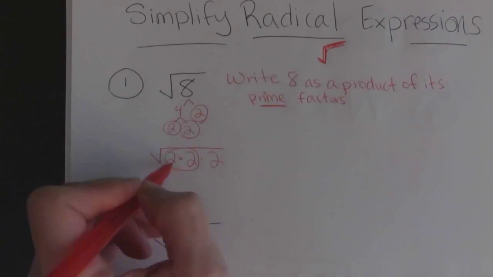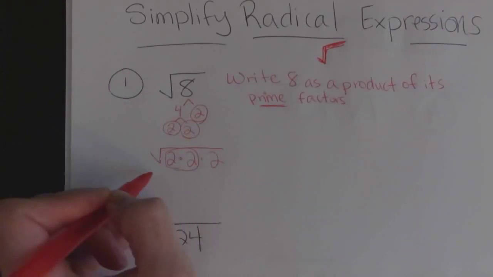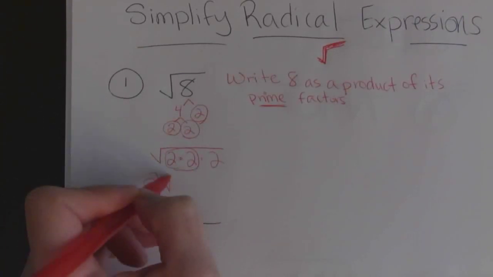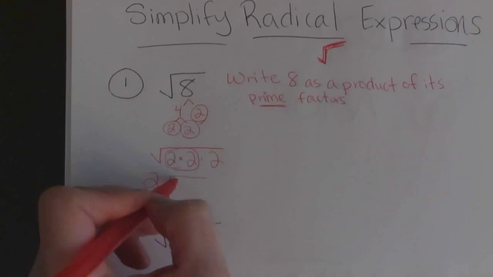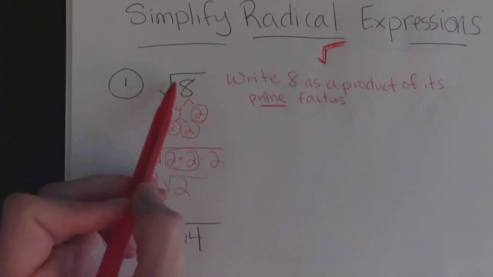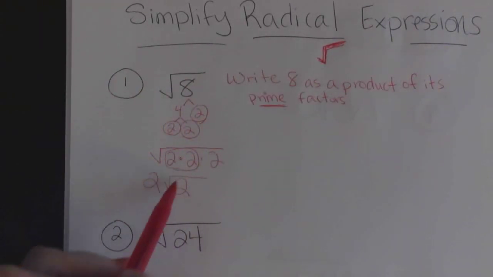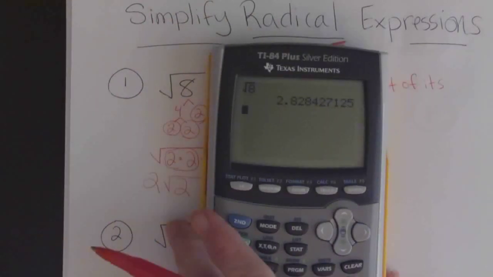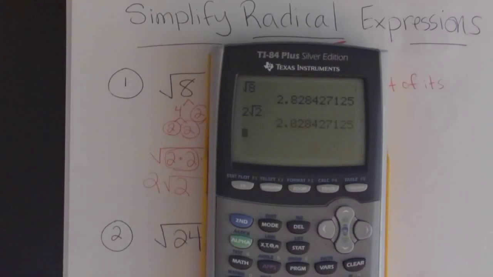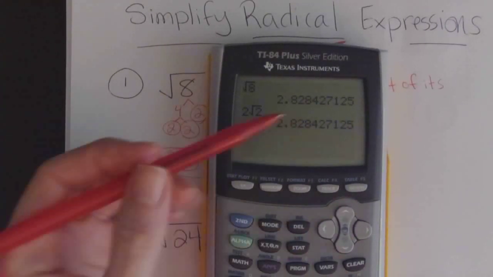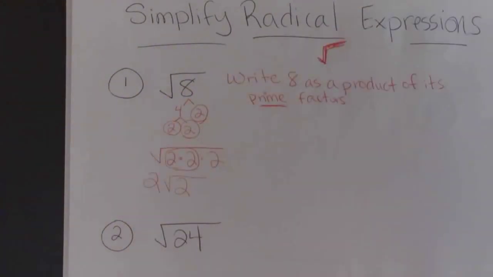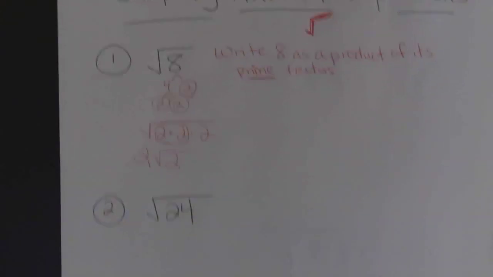Now think about this. What's the square root of 4? Well, 2. So we bring the 2 to the outside, and then you're left with this 2 on the inside. So the simplified version of the square root of 8 is 2 square root 2. So let me show you. So here was the square root of 8. Now watch what happens. 2 square root 2. Watch how it makes the same decimal. Ta-da! So you can write it like this, or you can write it like this simplified. Okay, let's try another one.